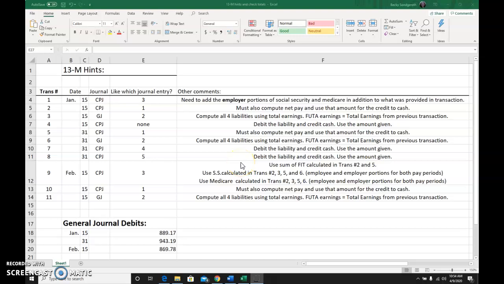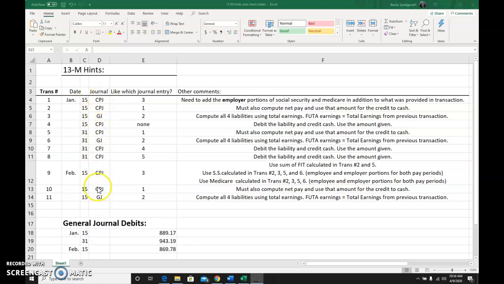I wanted to put together a quick video that had the hints for the mastery problem in chapter 13. I just numbered all the transactions, starting January 15th through February 15th. All these transactions that are on page 403 of your book, I have numbered them, and then I've said what journal they're going to go in.